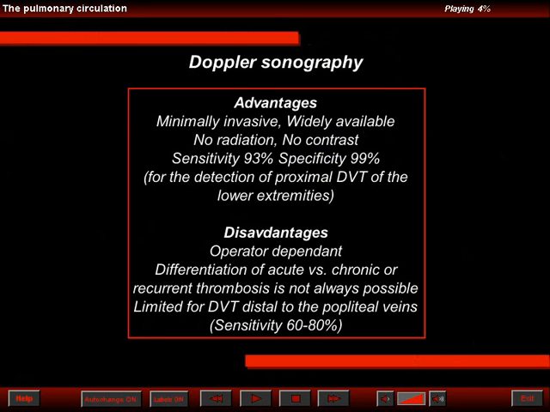The advantages of Doppler sonography are that it is minimally invasive, widely available, and does not use ionizing radiation, nor the use of contrast material. The sensitivity is 93% and the specificity 99% for the detection of proximal deep venous thrombosis of the lower extremities. The disadvantages are that it is operator dependent. The differentiation of acute versus chronic versus recurrent thrombosis is not always possible. It is limited for deep vein thrombosis distal to the popliteal veins, with a sensitivity of 60 to 80%.